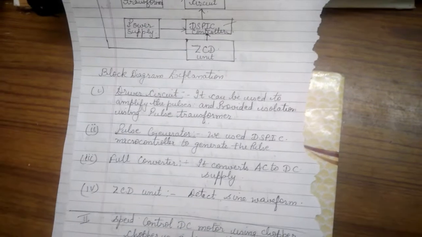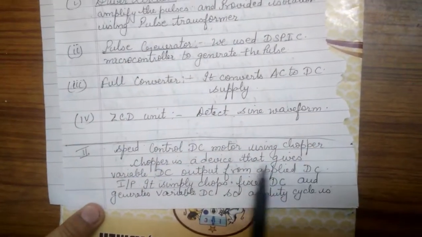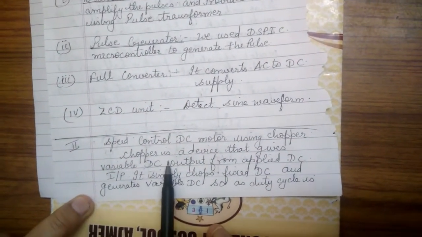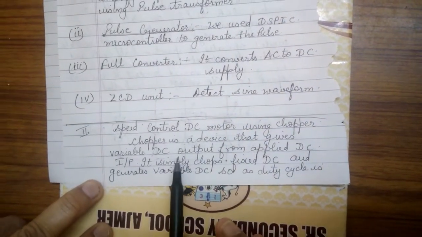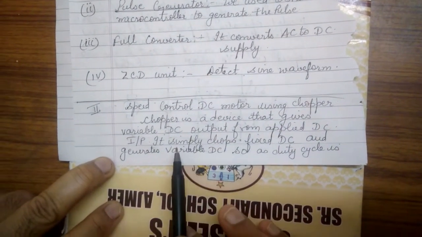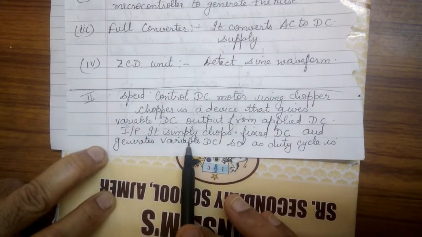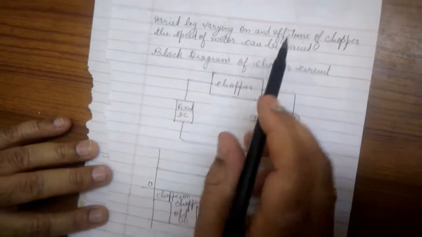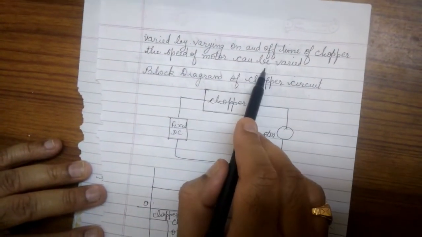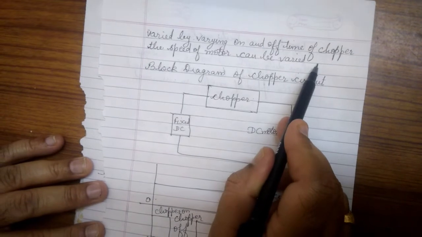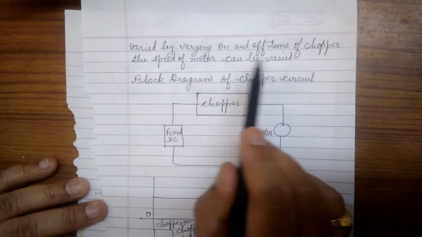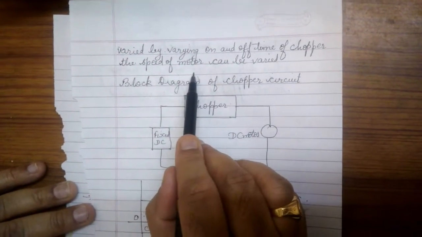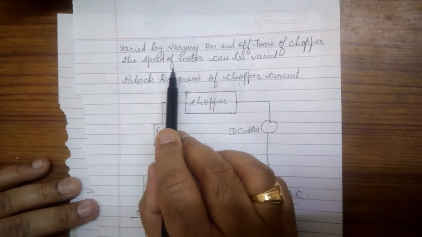Now the second topic is the speed control of a DC motor using the chopper. As we know, the chopper is a device which converts a fixed DC input into a variable DC output. It simply chops the fixed DC and generates the variable DC. So as the duty cycle is varied by varying the on and off time of the chopper, the speed of the motor can be varied. This means that by varying the duty cycle of the chopper, we can control the speed of the motor.